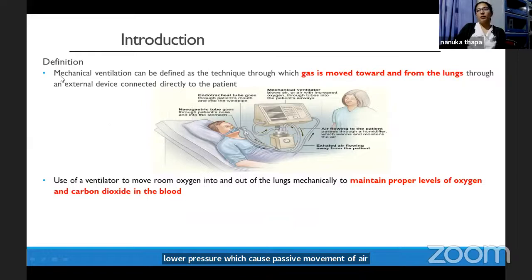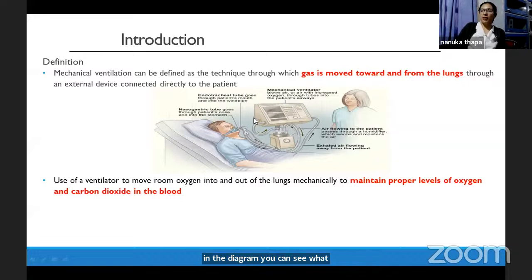Now, what is mechanical ventilation? If you see the definition of mechanical ventilation, it can be defined as a technique through which gas is moved towards the lungs through an external device connected directly to the patient. So in the diagram, you can see what we see in ICUs. This machine over here is the ventilator.